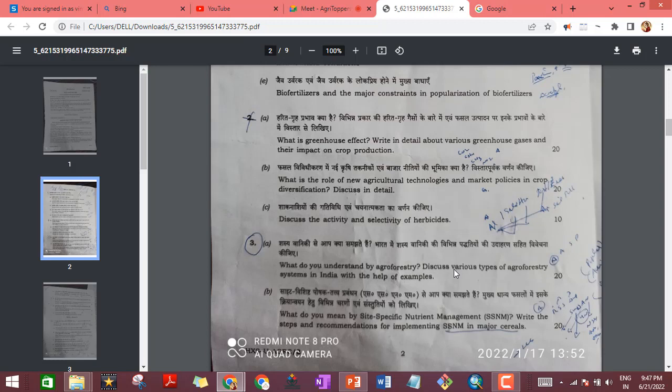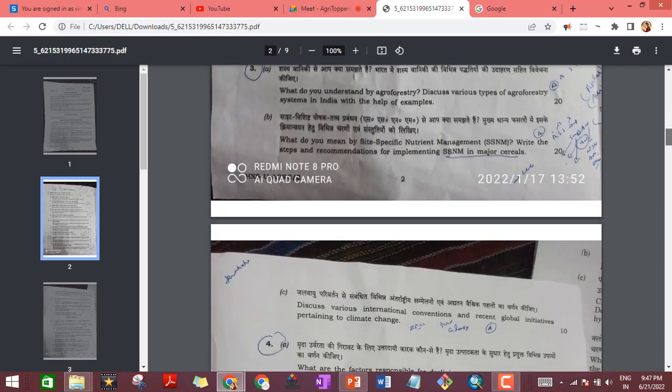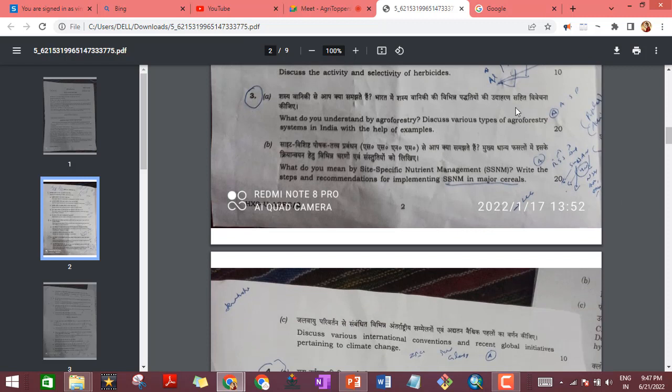Next is, what do you understand by agroforestry? Discuss various types of agroforestry. This is a comparatively easy question. You can make some diagrams also to show the classification. The next is, what do you mean by site specific nutrient management? Write the steps and recommendation in implementing SSNP in major crops.